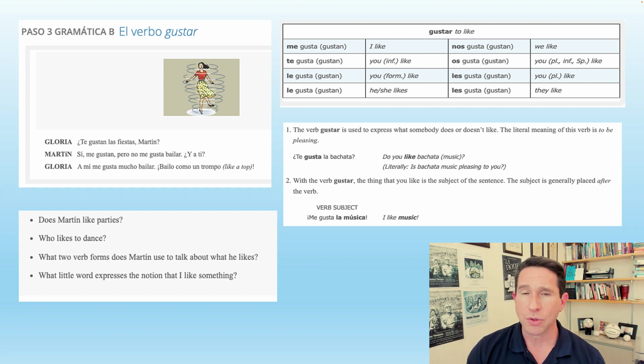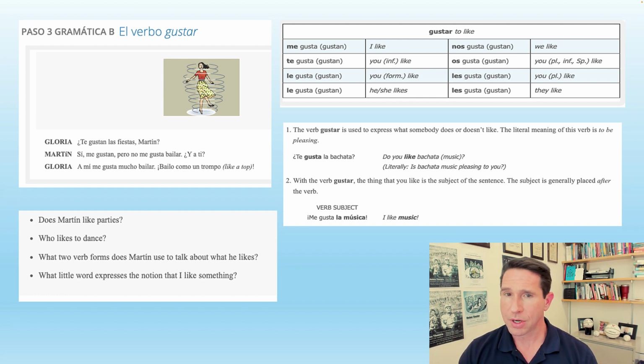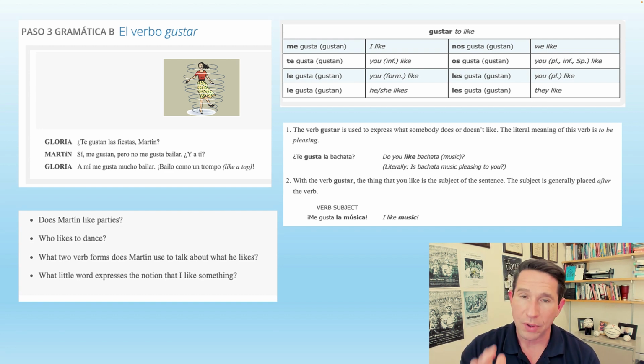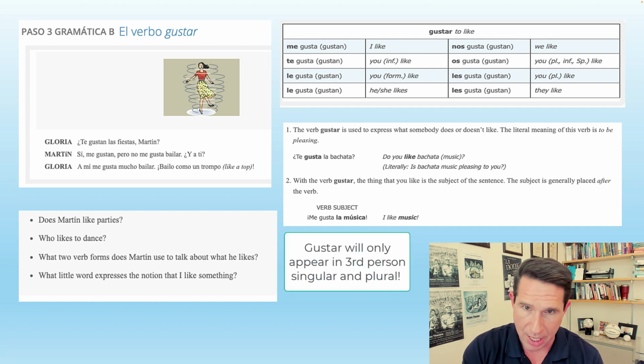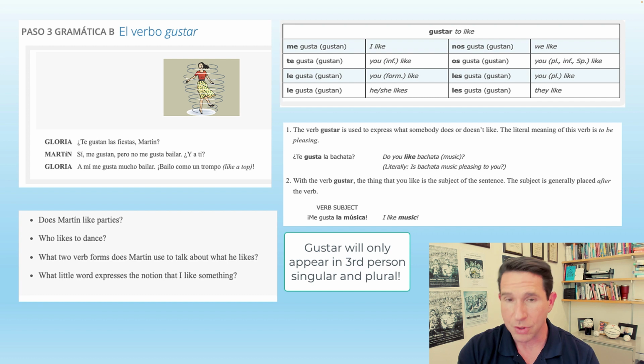So we have me gusta, me gustan, te gusta, te gustan, le gusta, le gustan, nos gusta, nos gustan, os gusta, les gusta, etc., right? What do we see here that we have not seen in the verb categories all semester? Right, we see me, te, le, and all that stuff, and we also only see these forms in third person singular, gusta, and third person plural, gustan.